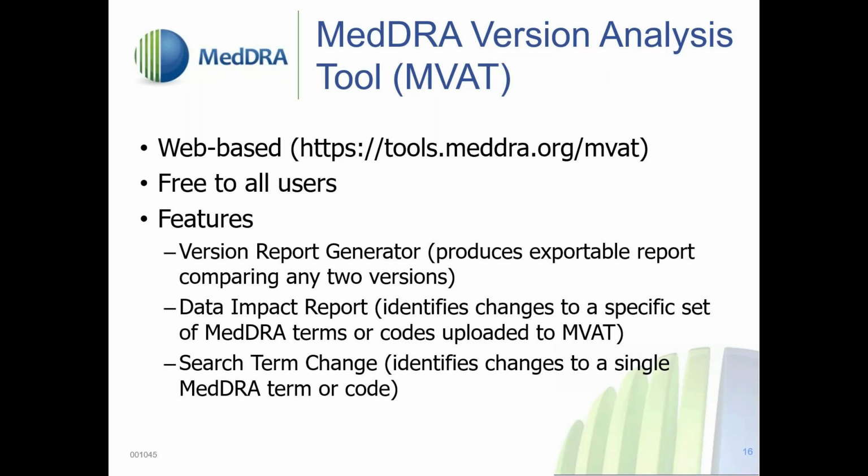Then it gives you the possibility to do a data impact report, which identifies changes within your data set. So you can upload up to 100,000 rows of coded terms, or of codes which you have used. And the tool will then run the report and identify what changed within your coded terms. It will also show you the amount of changes in general between those versions, but then give you a specific count of what changed in your data.